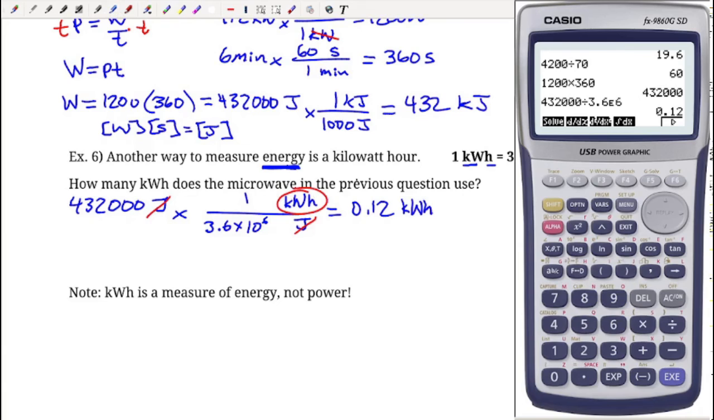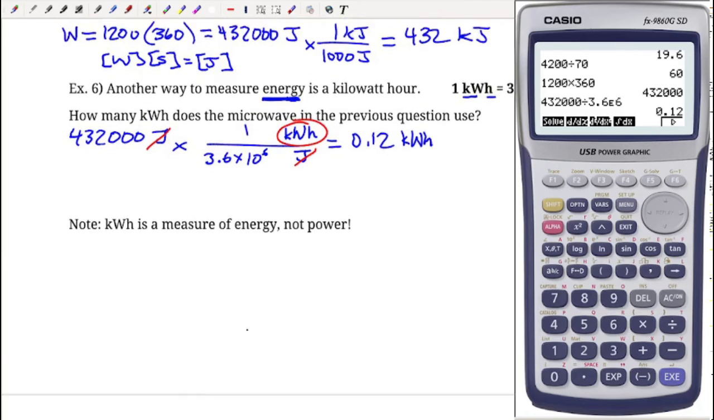Okay, so again, just some practice with these conversions. You might not have done this for a while, but set up your conversion factor so units on the top cancel units on the bottom, and usually they will give you this on a test or quiz. You don't have to have this memorized. Note, kilowatt hours is a measure of energy, not power. It's power times time, which is equal to energy.